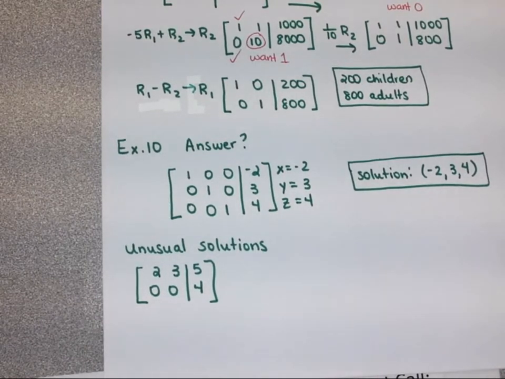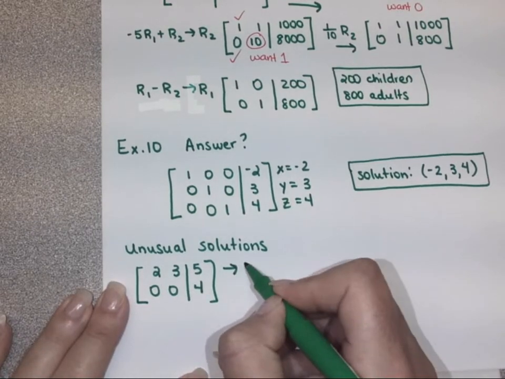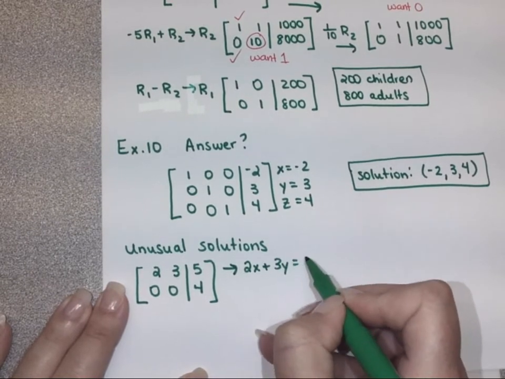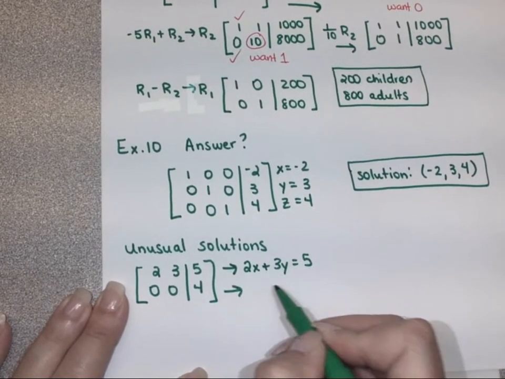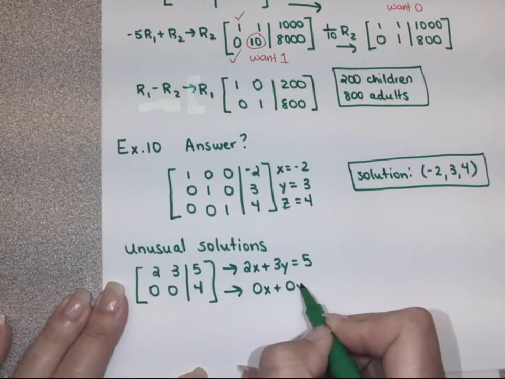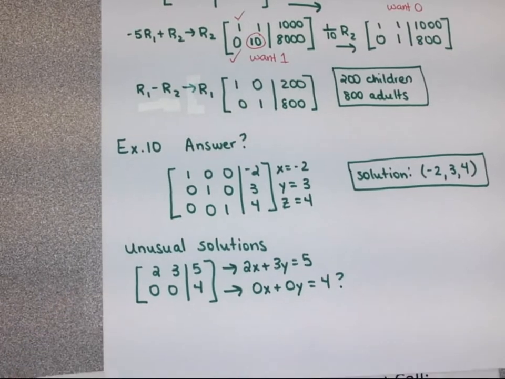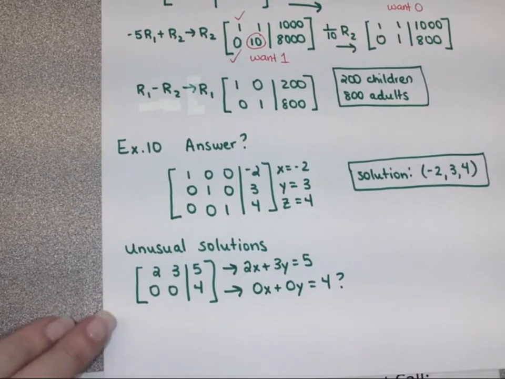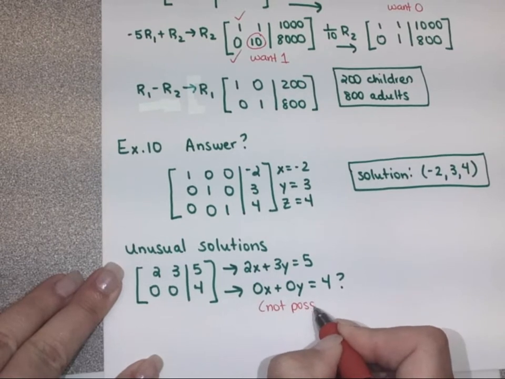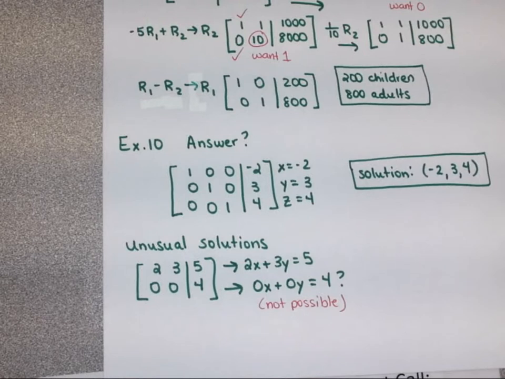So before we try to make this matrix be what we want, let's just talk about what we have here. What does the first row mean? 2x plus 3y equals what? 5. And then the second row looks like 0x plus 0y equals 4. Okay? And notice I put a question mark there because why? That's not possible, right? What is 0 times something plus 0 times something else going to have to be? It's going to have to be 0, right?